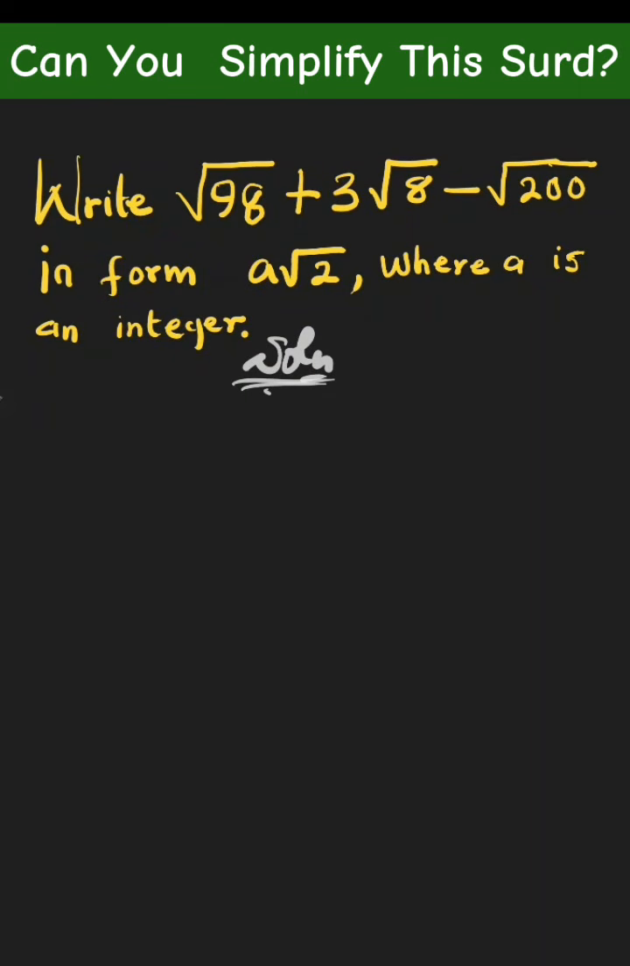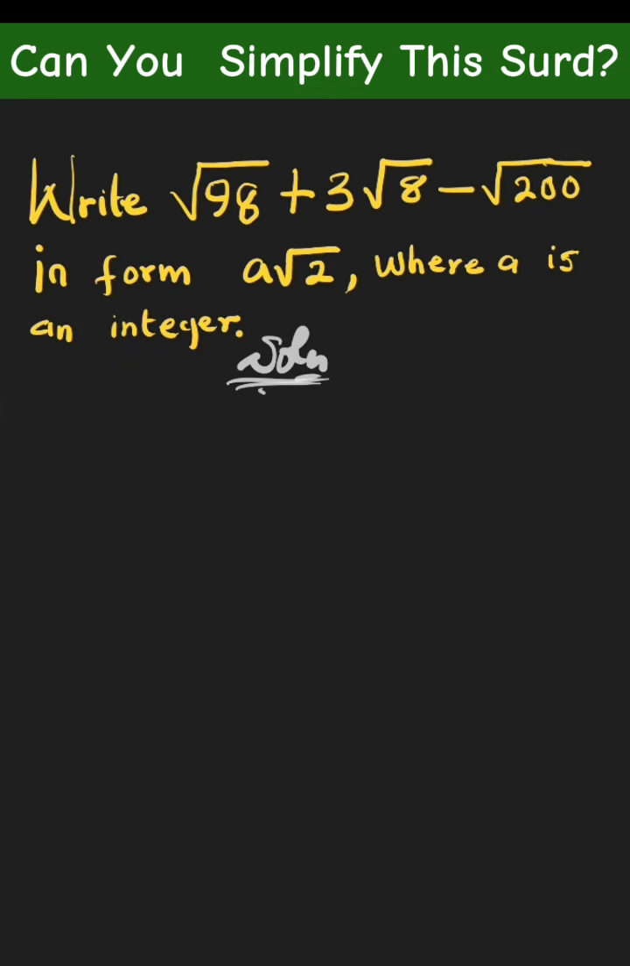Write √98 + 3√8 − √200 in the form a√2, where a is an integer.